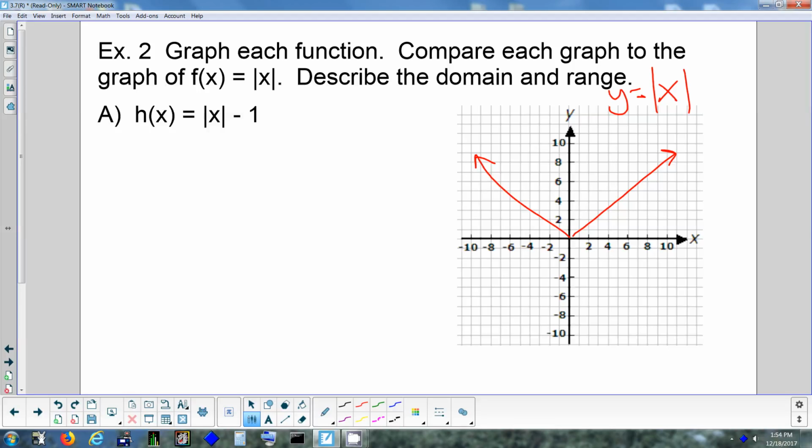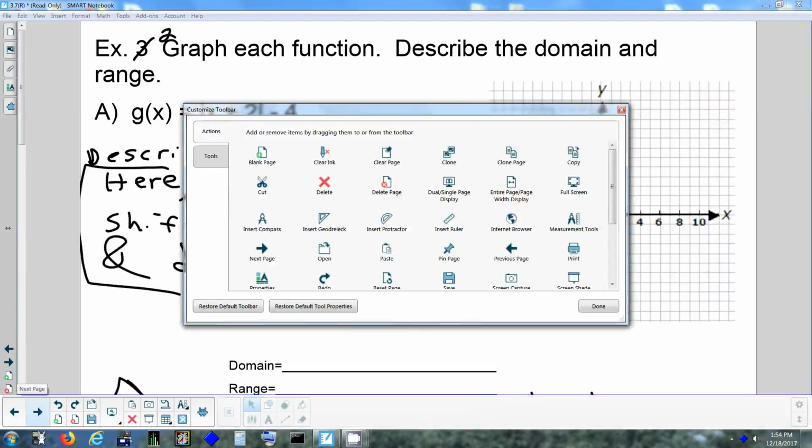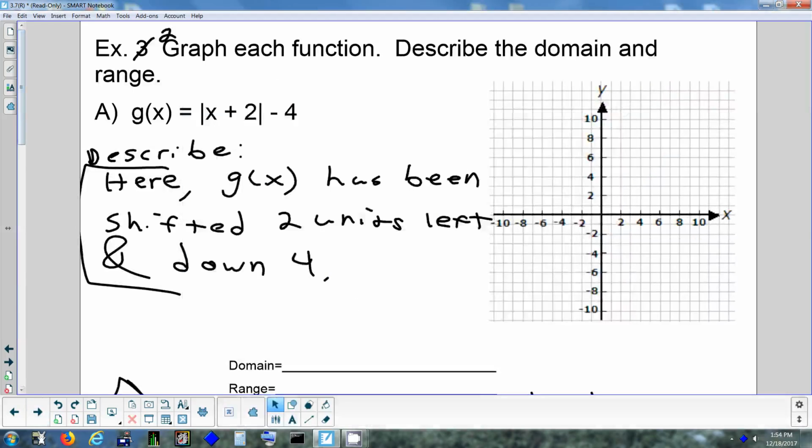But if we ask you to identify the domain and range, what's the domain always going to be when we're doing these? All real numbers. So when we ask you to identify the domain, it's always all real numbers. When we ask you to identify the range, you have to do a little bit more work. You're going to have to look at how high or low your graph goes.